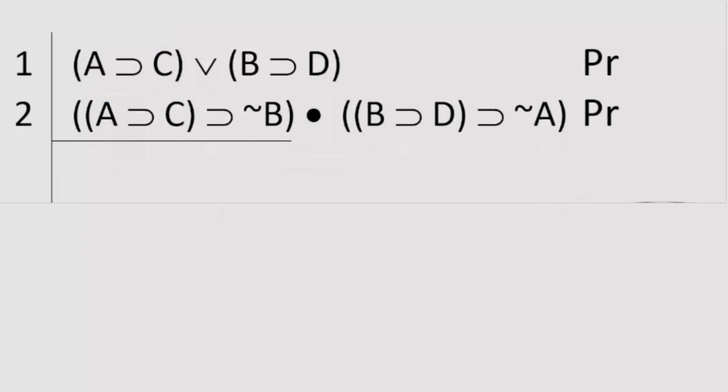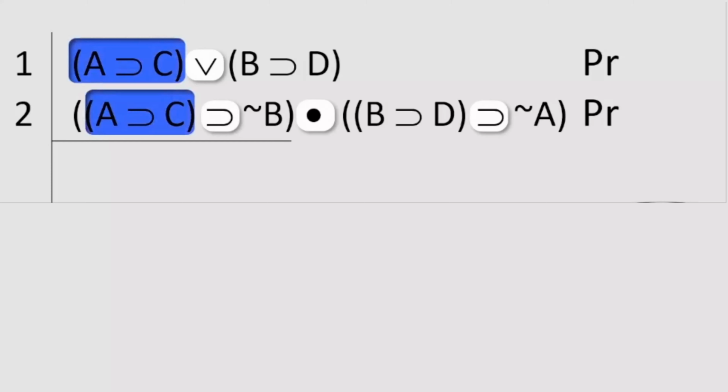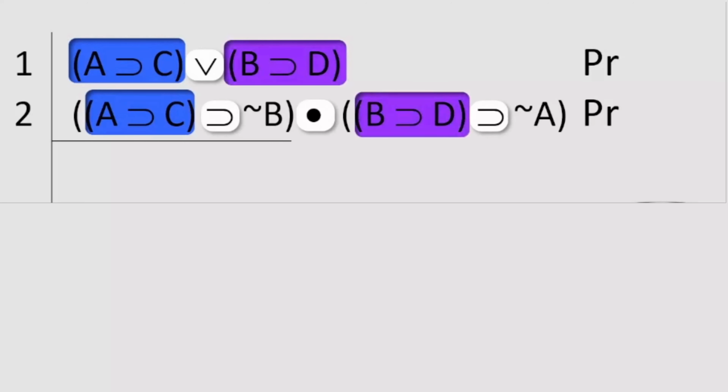Consider a more complex case. It might take you a while to recognize the opportunity to apply constructive dilemma, but the conditions are all satisfied. We have a disjunction on its own line in line 1. We have a conjunction of two conditionals on line 2. The antecedent of the first conditional is matched by the first disjunct. The antecedent of the second conditional is matched by the second disjunct. Given that these conditions are satisfied, we can infer a disjunction of the two consequents.